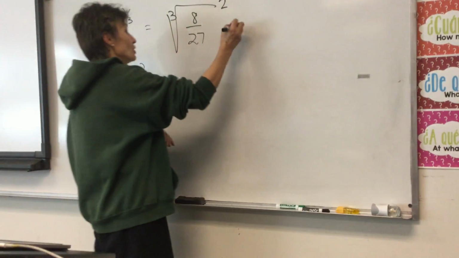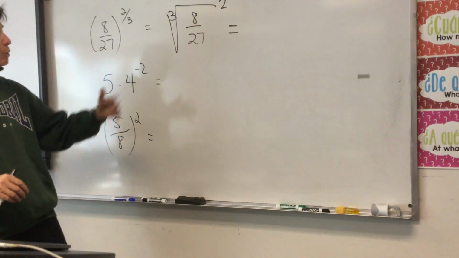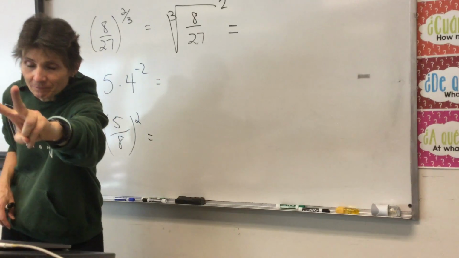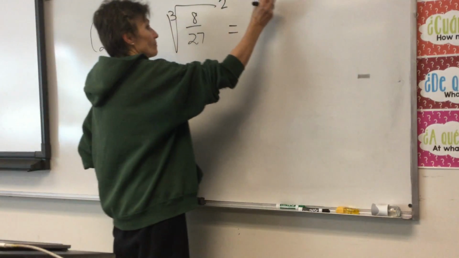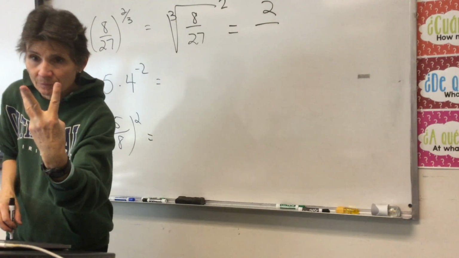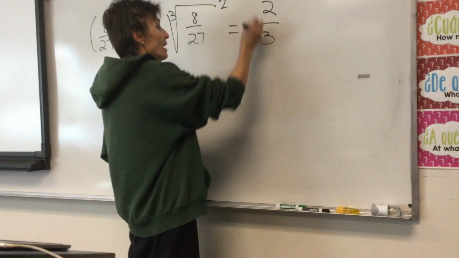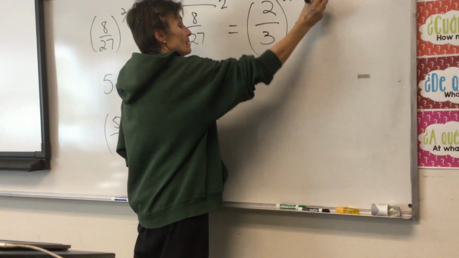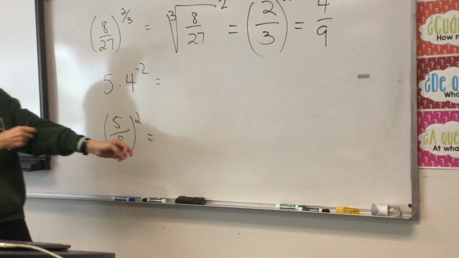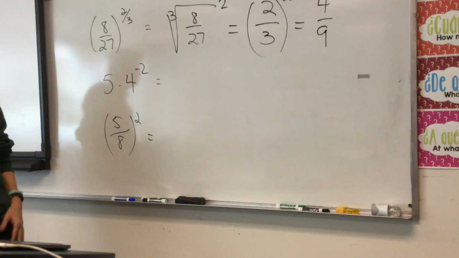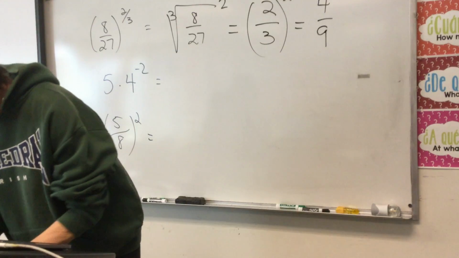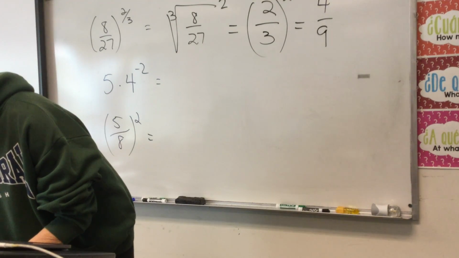So here we go. No calculator, we gotta know that the cube root of 8 is what? 2. And the cube root of 27 is? 3. Yes. And then we're going to square that. So we 2 squared and 3 squared. So our final answer is simply 4/9. Okay?